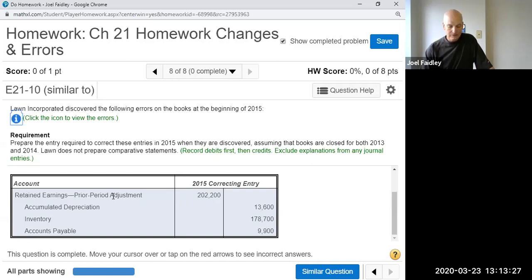Remember, if the books were still open when you caught this, there would be three titles there, not one. There would be maintenance expense, there would be depreciation expense, and there would be cost of goods sold. Because the books are closed, you have to put it all against retained earnings.